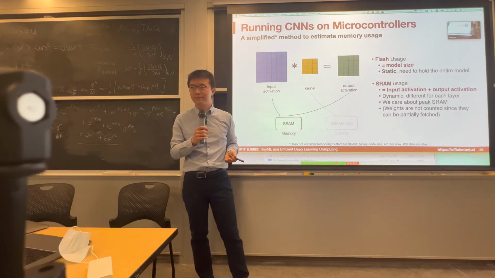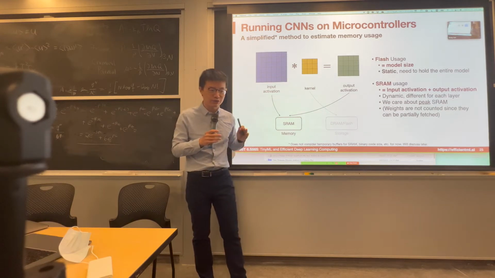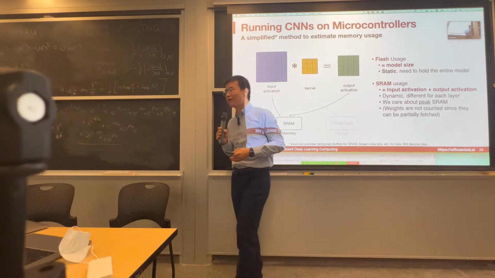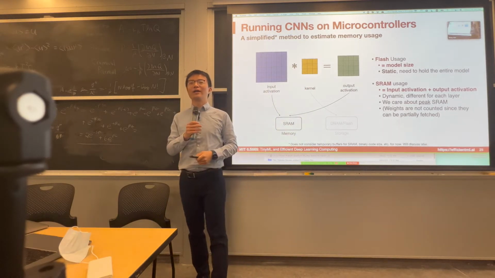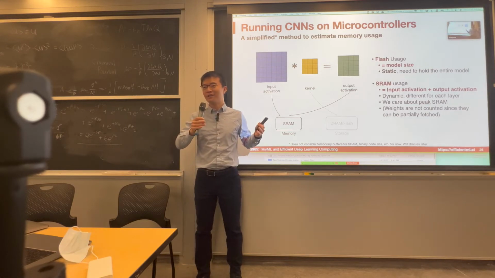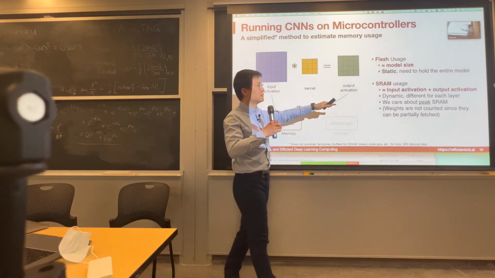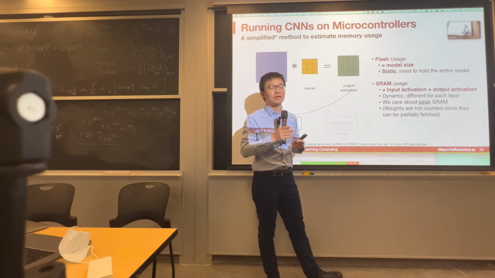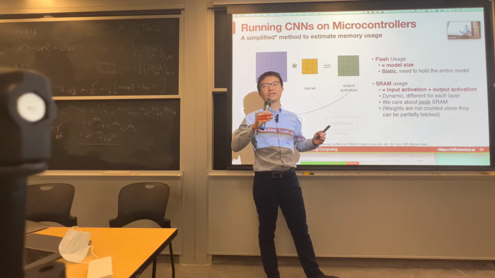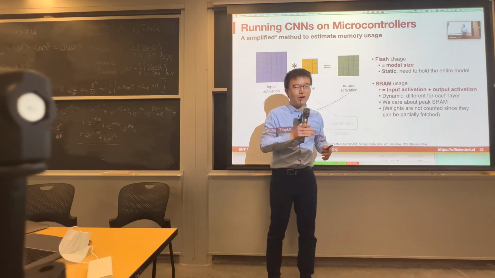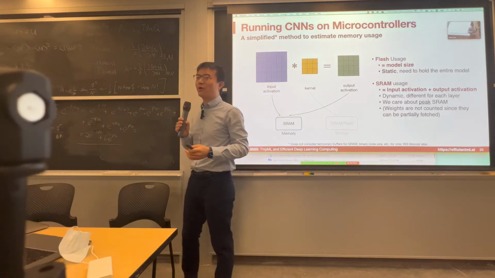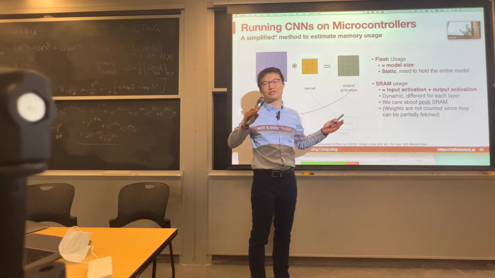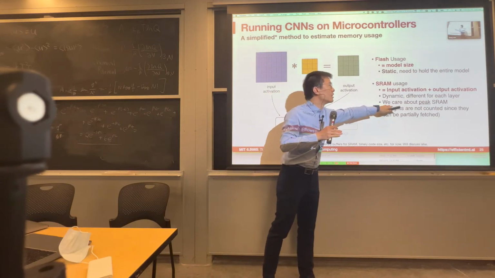Why peak SRAM? For inference, once we finish layer i, at layer i plus 1, we can throw away the activation of layer i, since we are not doing any back propagation. Just feed forward. So the peak memory determines the real bottleneck. As long as the largest layer's activation is smaller than 256 kilobytes, then we are okay. But if all the layers are like 10 kilobytes, and only one layer is 257 kilobytes, then you still cannot fit. So we care about the peak SRAM.